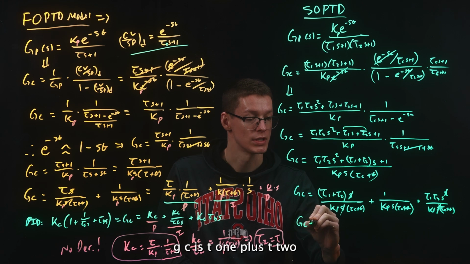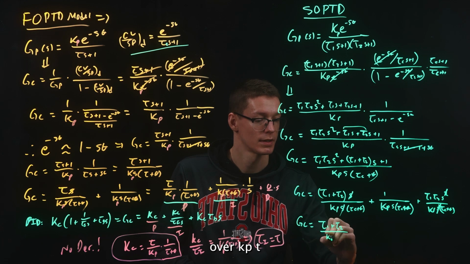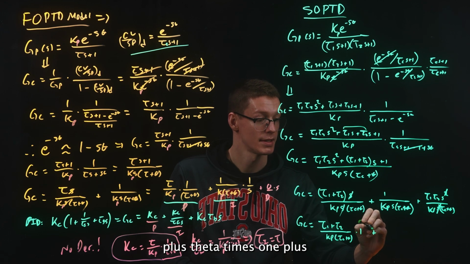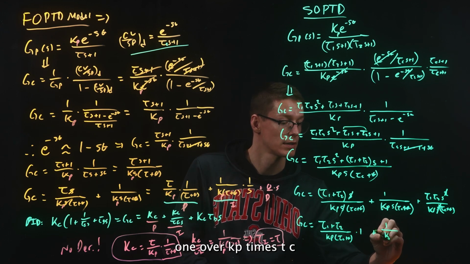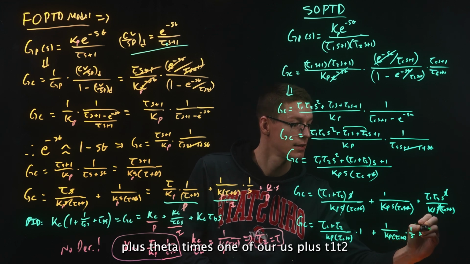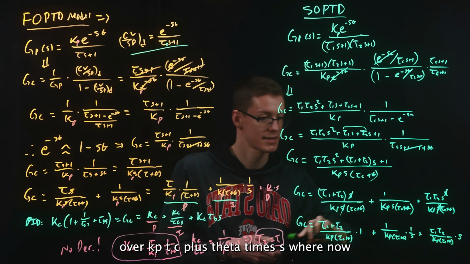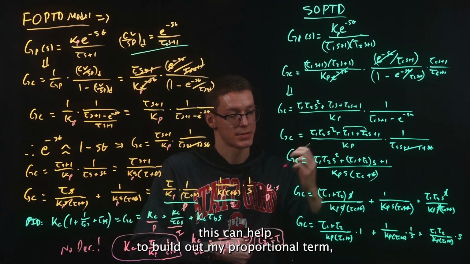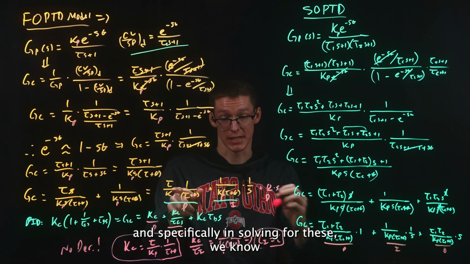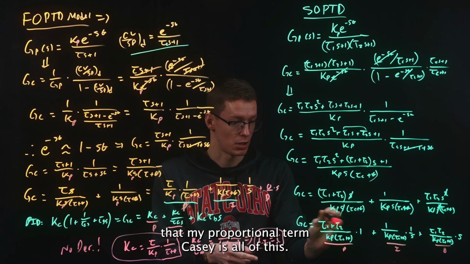Meaning, Gc is T1 plus T2 over Kp Tc plus theta times 1 plus 1 over Kp times Tc plus theta times 1 over s plus T1 T2 over Kp Tc plus theta times s, where now this can help to build out my proportional term, my integral term, and my derivative term. And specifically in solving for these, we know that my proportional term Kc is all of this.